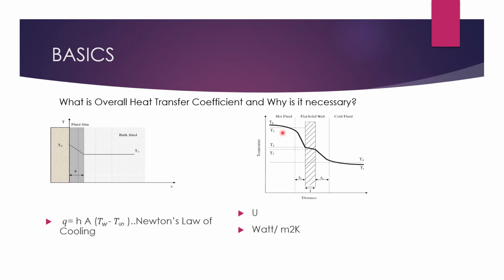When two fluids with different temperatures are separated by a solid metal wall, the heat transfer coefficient between the hot fluid and the wall, the heat transfer coefficient between the cold fluid and the wall, and the properties of the wall, that is thermal conductivity and thickness, are all covered under the concept of the overall heat transfer coefficient. It is indicated as U in heat transfer, and its unit is watt per meter square Kelvin.